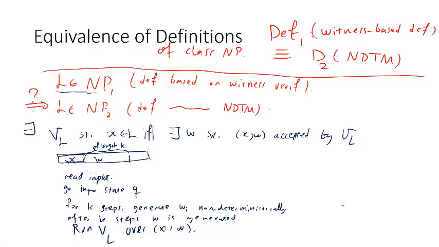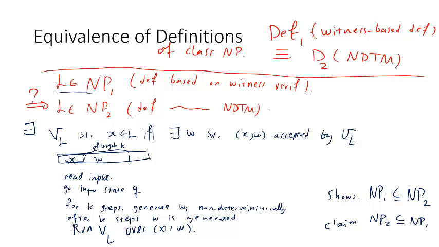So that shows, basically, that the definition NP1 is a subset of NP2. Whatever we use under the definition of witness, we could achieve under the definition using a non-deterministic Turing machine. And we want to claim that NP2 is also a subset of NP1.